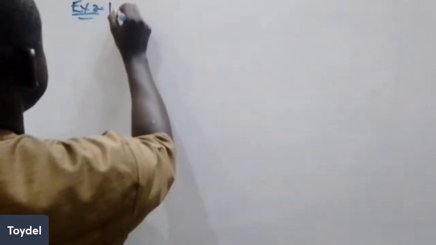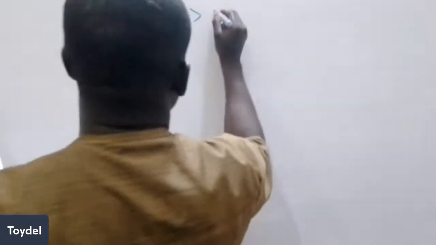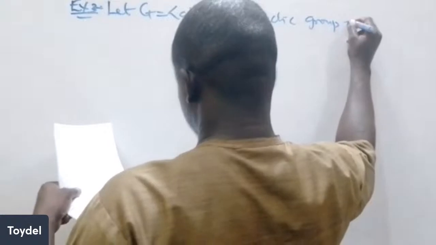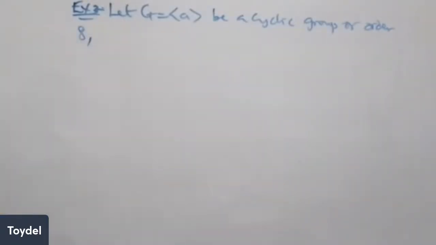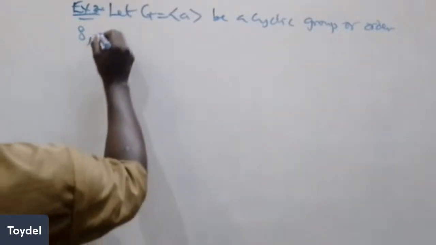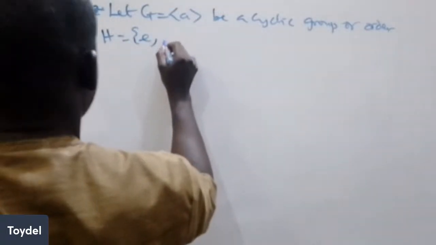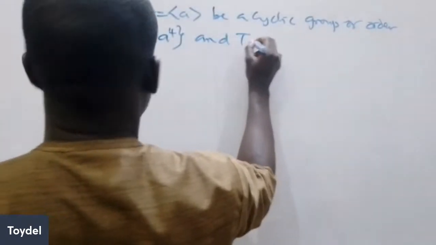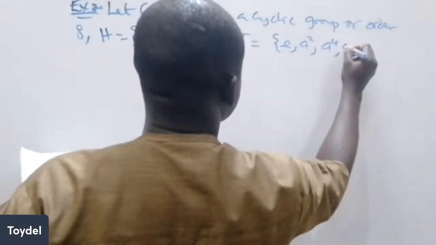Let G be a cyclic group of order 8. So in this case, we say G is a cyclic group of order 8, and H is defined as {e, a^4}, a raised to power 4, and T is equal to {e, a^2, a^4, a^6}, a raised to power 6.